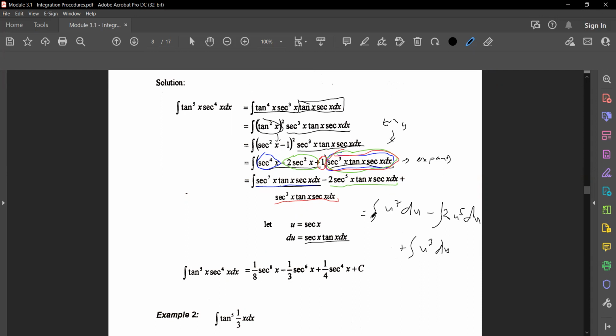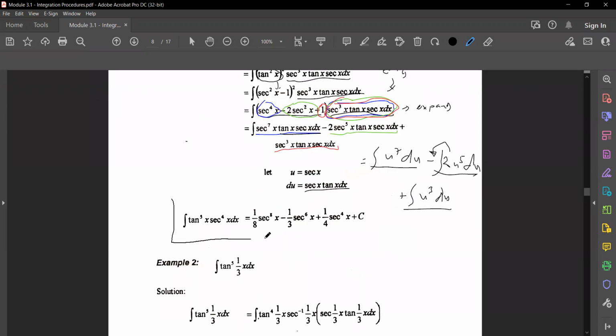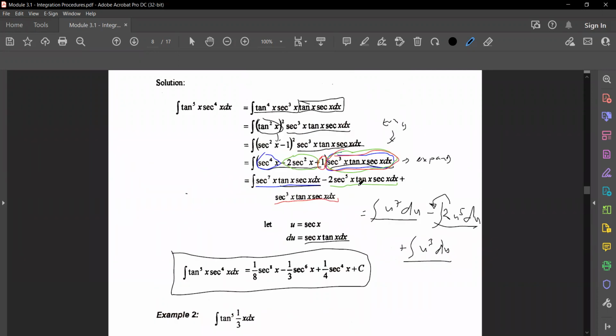So integration using the general formula for this one, and for this one. Ito ilalabas mo to kasi constant to yung 2. Okay, so your final answer now would be this one. Try nyo ipagpatuloy ang solution. Ito yung answer niya.